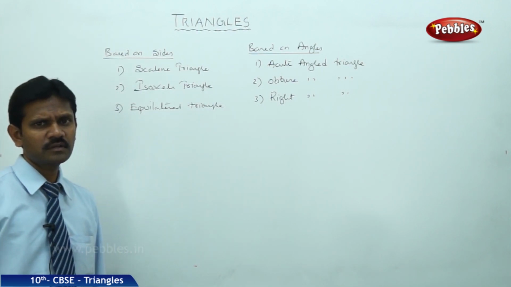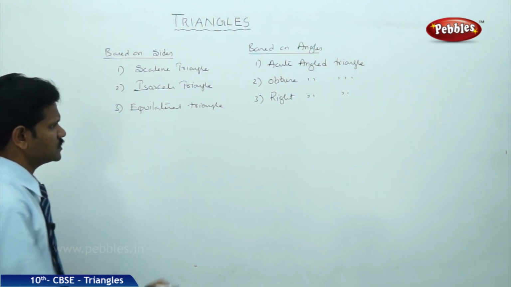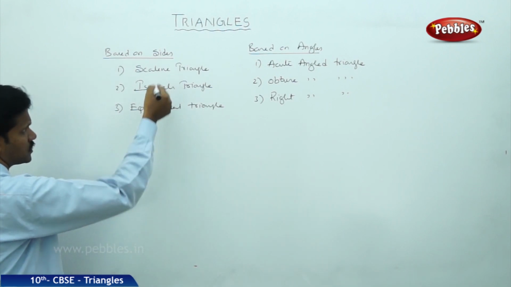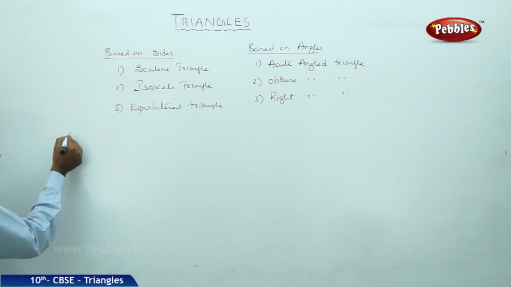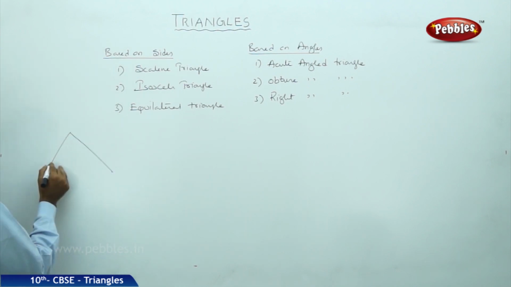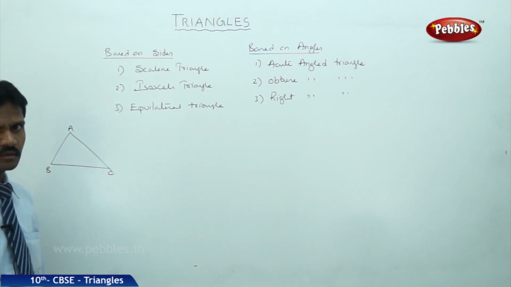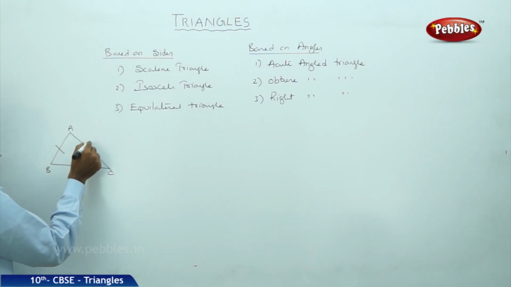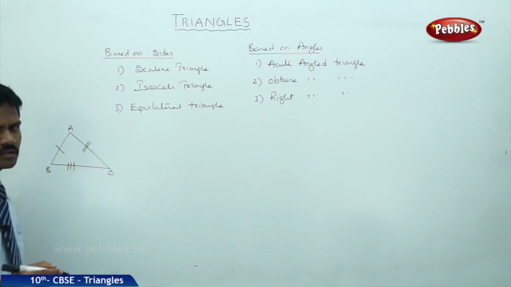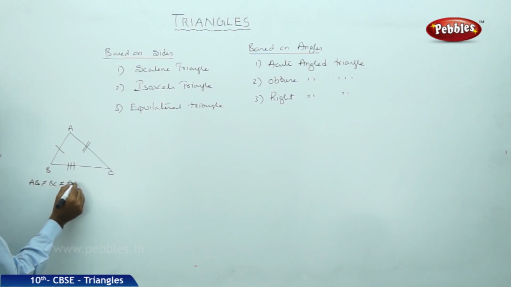Triangle is a polygon which consists of three line segments. Let us see about these three. Based on sides, that is scalene triangle, ABC. A triangle in which no two sides are equal. That is, all the three sides have different measurements. That is, AB not equal to BC not equal to AC.